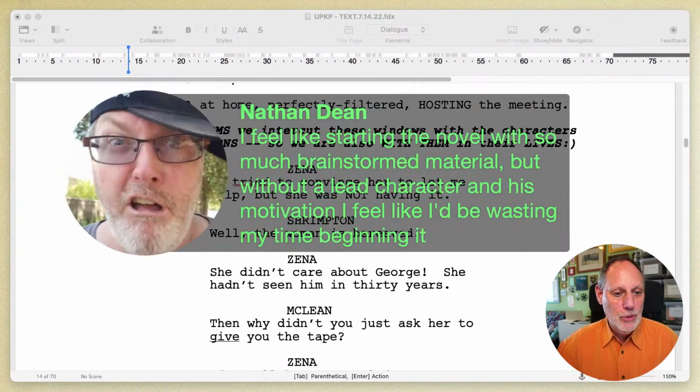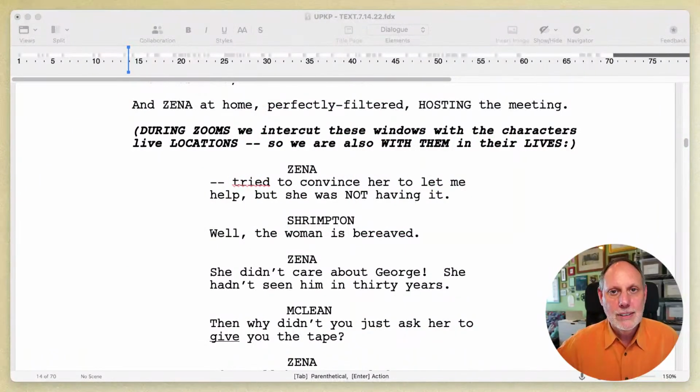I feel like starting the novel with so much brainstorm material, but without a lead, I'd be wasting my time beginning it. No, I don't think that's true. You're not wasting anything as long as you're building up to what the story is. There isn't a right or wrong process for how you come to a structure. It's not like there's a ready-made structure that you are supposed to be filling in, and anything that you're not doing for that is wasting time.